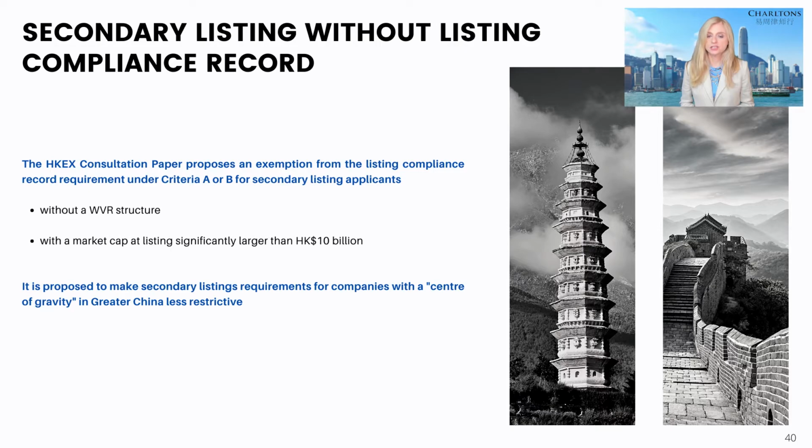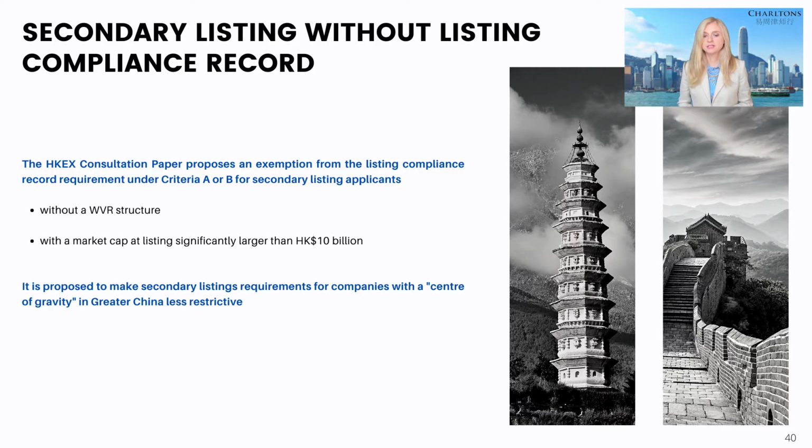The Hong Kong Exchange is proposing to introduce a similar exemption and does not apply the listing compliance record requirement of either Criteria A or Criteria B to secondary listing applicants without a weighted voting rights structure on a case-by-case basis. If the applicant is well established and has a market capitalisation at listing that is significantly larger than the 10 billion, the minimum market cap required to secondary list under Criteria B.